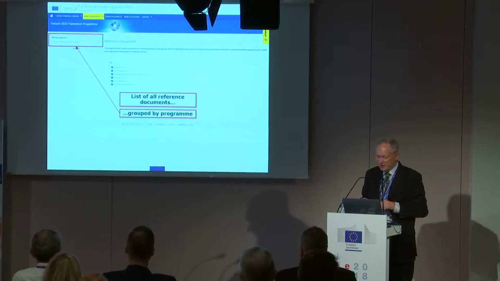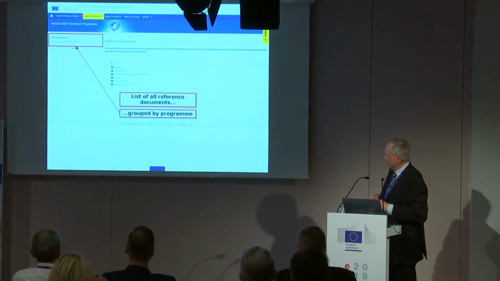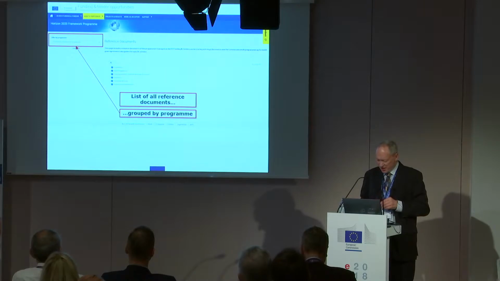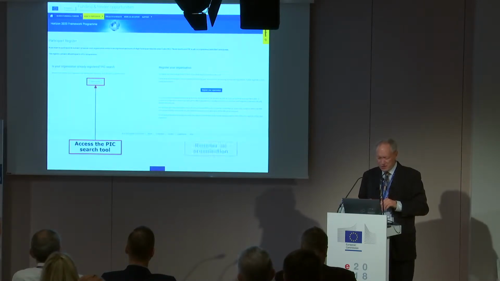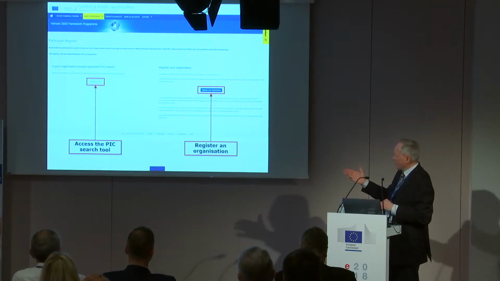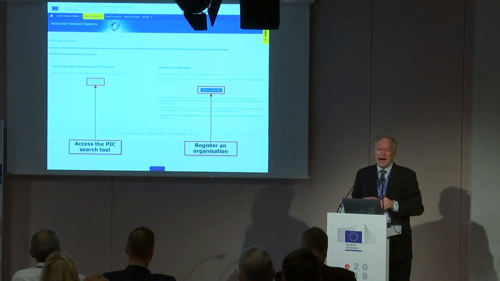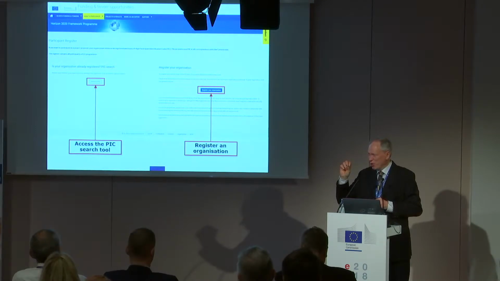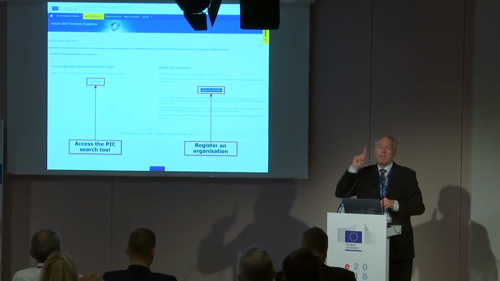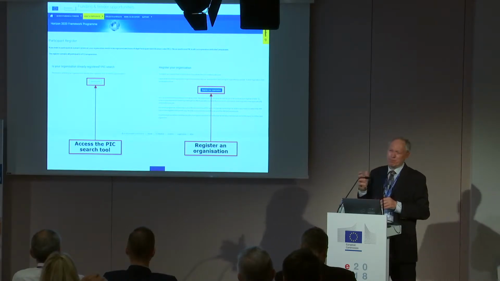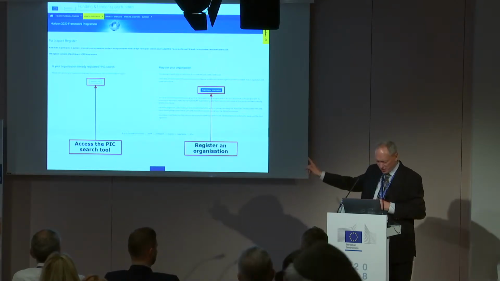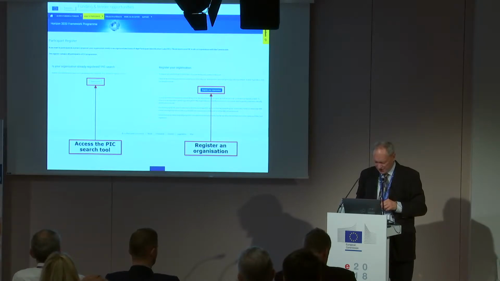You also have here, under this same tab, all the documents that you need. Also here you have access to the work program and its annexes, grouped by program, of course. You can later on access your participant identification code, the PIC, that you need for all the partners in the proposal. Any partner in a proposal needs to have such a PIC. If you don't have a participant identification code, you can get one by registering here as well.